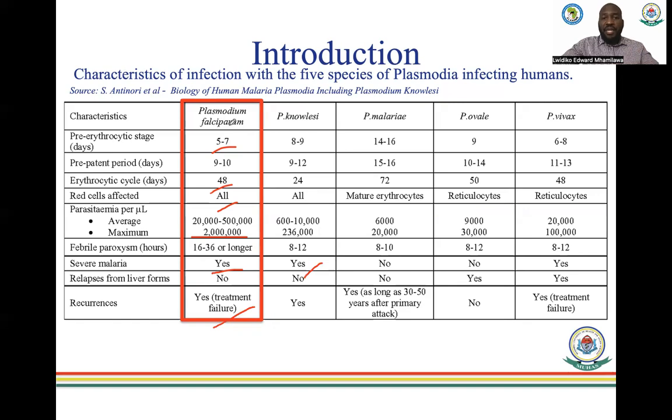Other species like Plasmodium malariae, ovale, and vivax are known to cause a less severe form of malaria, apart from vivax, which is relatively minimal compared to Plasmodium falciparum. But another major difference is the existence of hypnozoites in the other species but not in falciparum. So most of the examples that we'll be discussing moving on will be around the Plasmodium falciparum species.